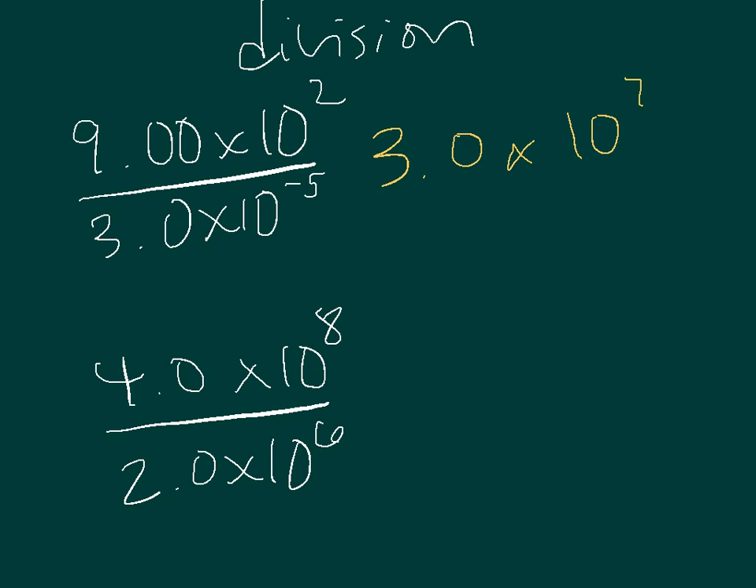Let's look at another problem. Same thing here. So 4 divided by 2 is the same thing as 2.0 times 10 to the 8 minus 6 is just 2. So that is your answer. Seems pretty easy to me. Should be pretty easy for you.